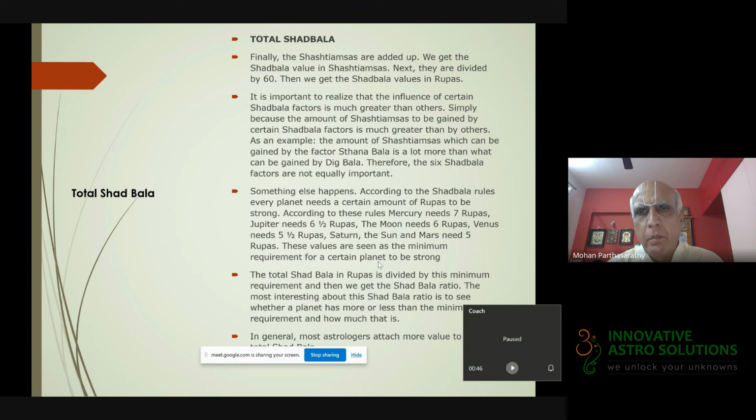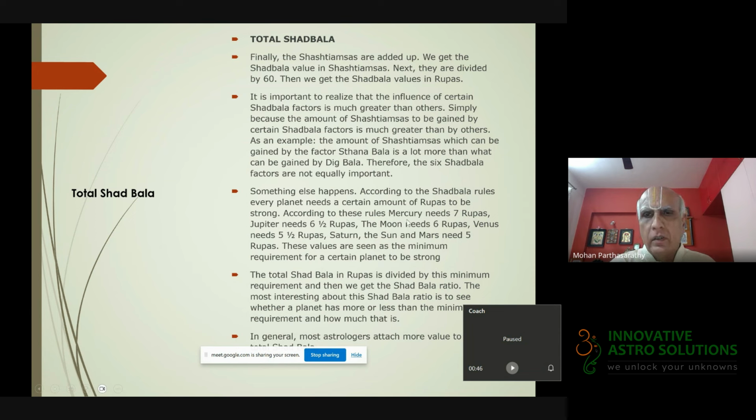It is important to realize that the influence of certain Shadbala factors is much greater than others, simply because the amount of Shashtiamsas to be gained by certain Shadbala factors is much greater than by others. For example, the amount of Shashtiamsas which can be gained by Sthanabala is a lot more than what can be gained by Digbala. So the Shadbalas gained by these various factors we have spoken about, in the order of Sthanabala, Digbala, Cheshtabala, and so on, Sthanabala gets higher points as compared to the other balas. So they are not equal.